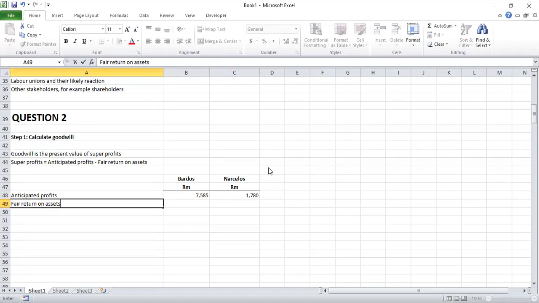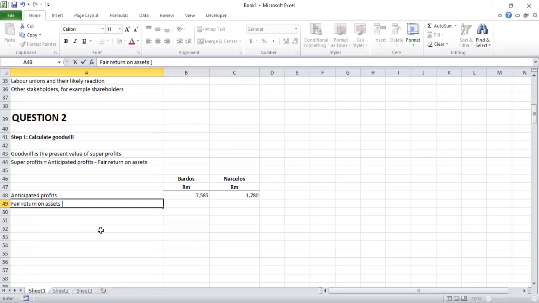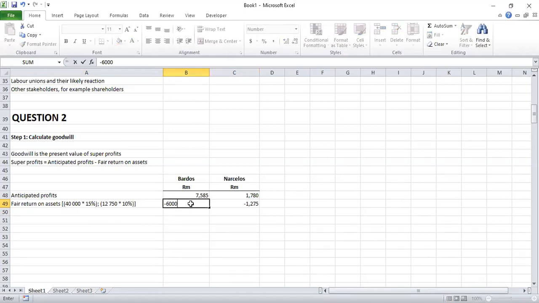Right. The fair return for Bados is 15%, whilst that of Nacelos is 10%, and their assets are given here at market value. So we'll just take 15% of those values and 10% of those values. That's right. So we'd say 40,000 times 15%. Then 12,750 times 10%. Right. I'll do the difficult one, which is the second one. Can you give me the easy one? I think it's also difficult, so let me do it. Am I right there? Just verify using the calculator. I don't want you to get confused when you are alone.